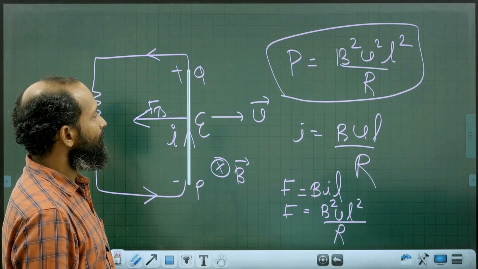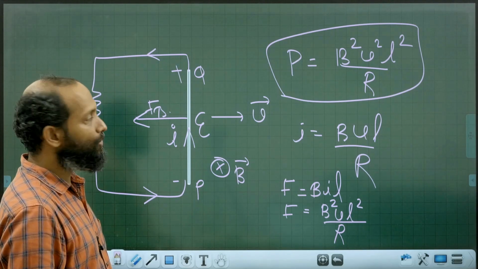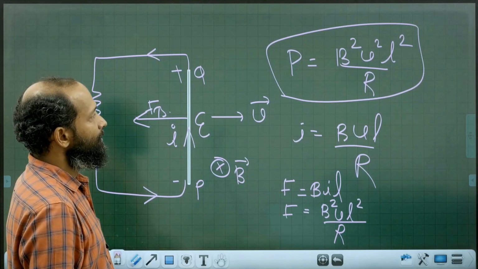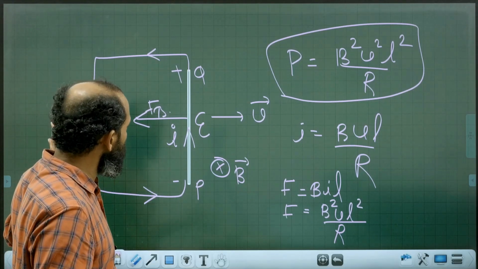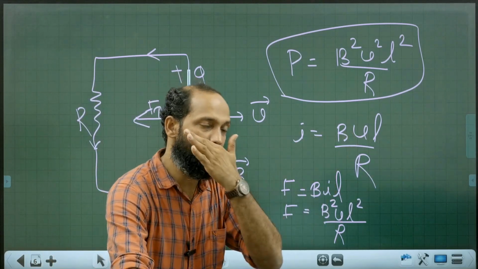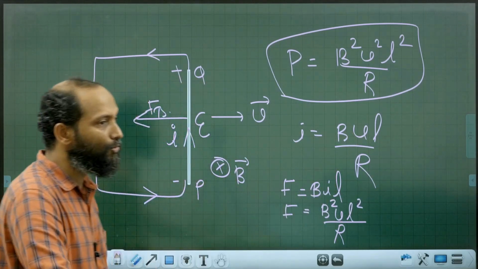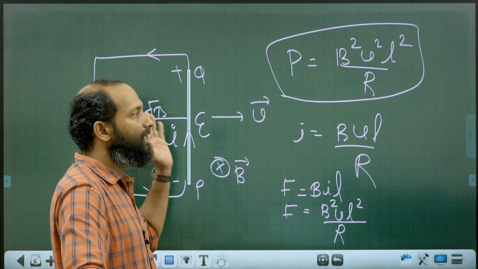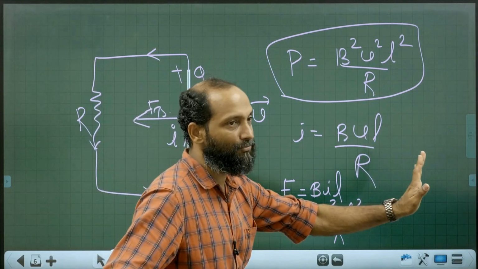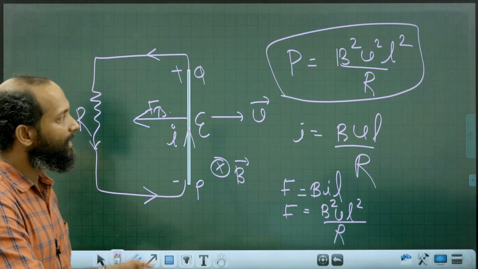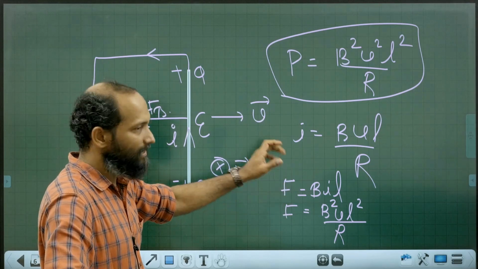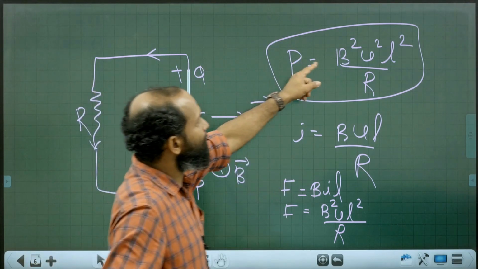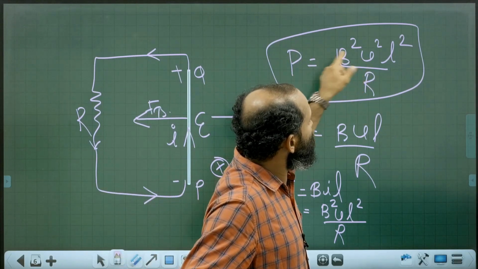If you try to exert more force to pick up more velocity, it is not possible. Why? When you try to increase the force, the current also proportionately increases. That's why you can keep it moving with a constant velocity. Whatever velocity you started with, you can continue with the same velocity, that's all. The initial velocity with which that conductor was entering this magnetic field can be continued by supplying an extra force and thereby consuming a constant power, that is B square, V square, L square by R. Power is proportional to B square, V square, L square by R.